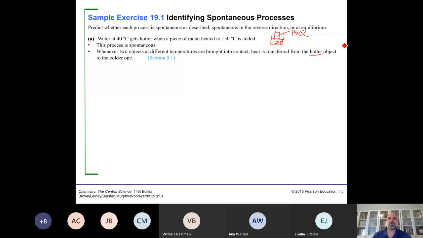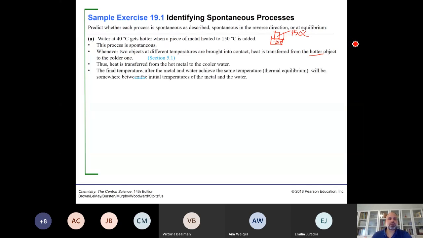We see this happen. You walk outside in the middle of the summertime, it's 95 degrees Fahrenheit out, and you feel the heat transfer to your body. Or if you go out at 0 degrees in the middle of winter, you feel the heat transfer out of your body. This is easy to understand. So heat is transferred from the hot metal to the cooler water.